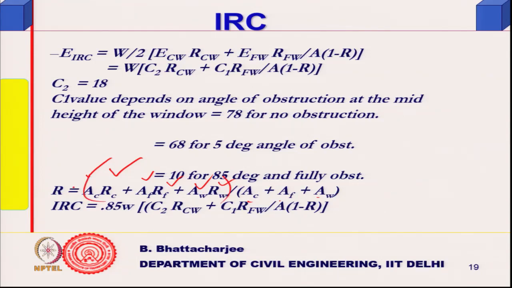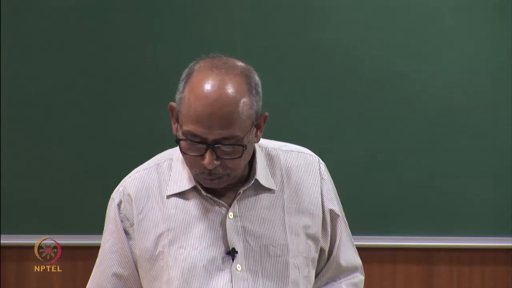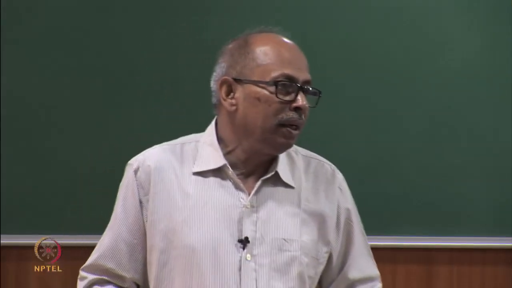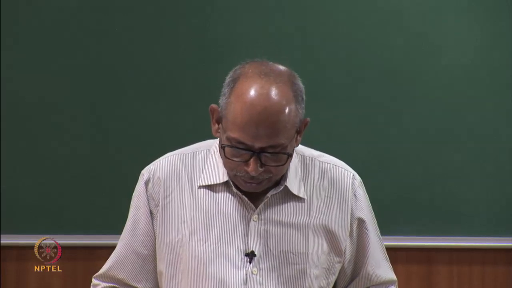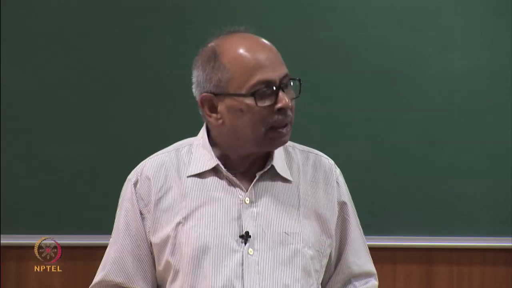As far as RFW is concerned, this part will be there, this will not be there, and here it will be half of those areas minus the area of the wall also. So, RFW, RCW you will calculate accordingly, and this is the formula for the internally reflected component. So, that is how you calculate it.